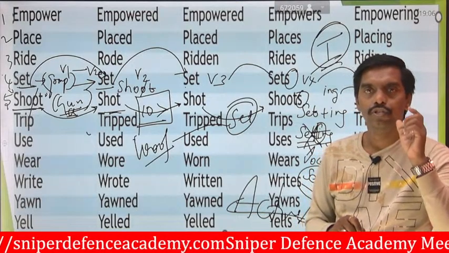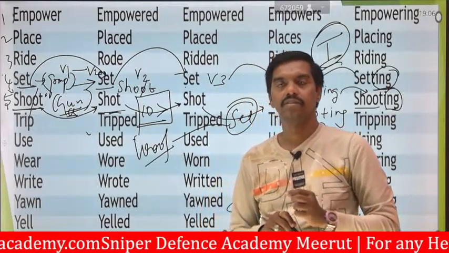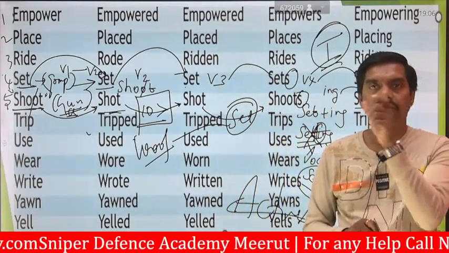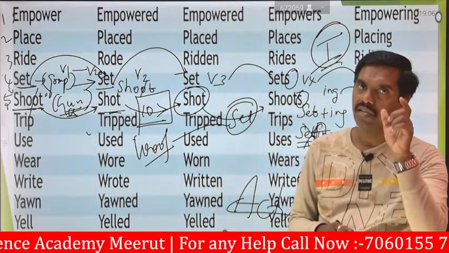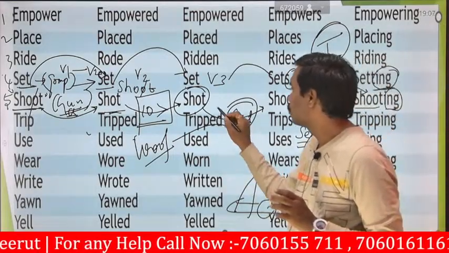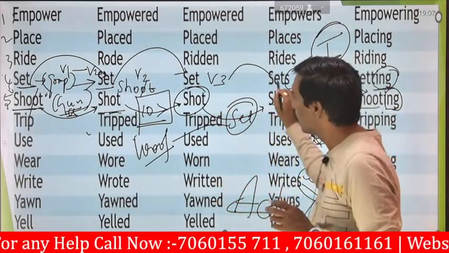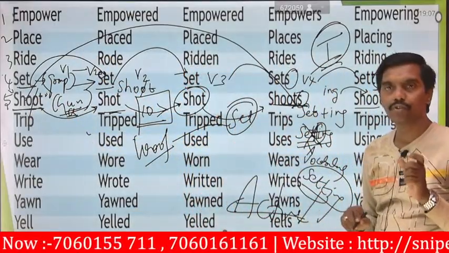Okay, shoot will be replaced in terms of shot. One O will be silent. V2 to V3 will be transferred in terms of shot. Once again, one O will be silent. And shoot will be replaced in terms of shoots. Just you have to come from the basics. So it will be represented in terms of shoots.